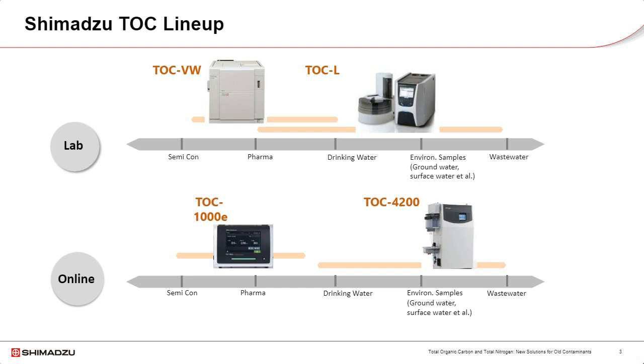At the top, you will see our lineup of benchtop laboratory analyzers. On the left, you have our TOC-VW, which is a wet chemical analyzer. These types of analyzers are very good for low-level analysis like semiconductor, pharma, even drinking water. And on the right, you have the TOC-L, which is pretty much going to be good for everything else: some pharmaceutical applications, more drinking water, environmental, and even wastewater samples. Today's webinar is really going to focus on this guy, the TOC-L combustion analyzer.